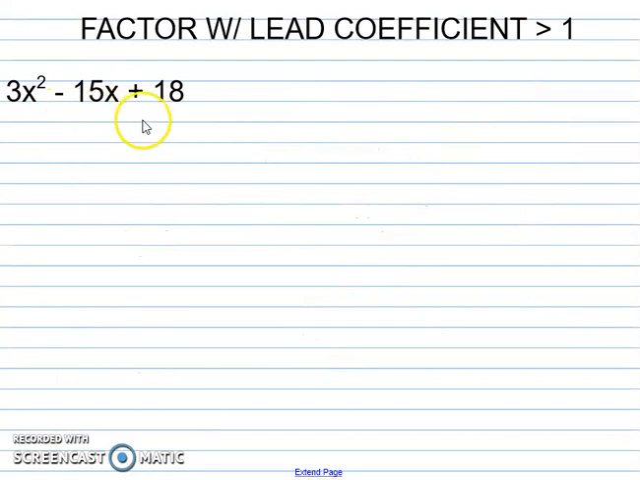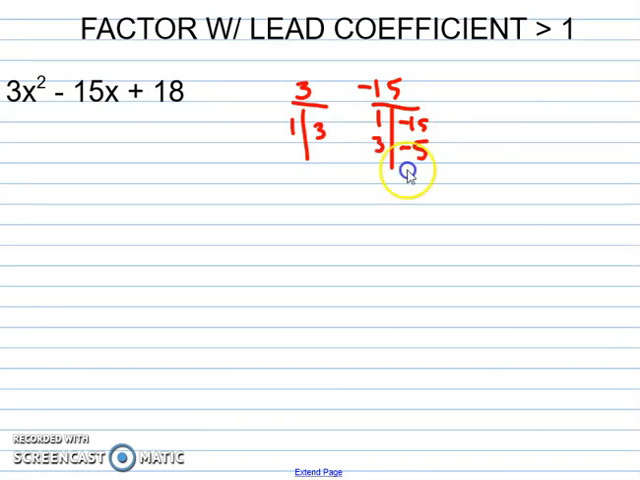3x squared minus 15x plus 18. So again, if you don't see it, just make your trees. Okay, so I have negative 15. So 1 times negative 15, 3 times negative 5, and then I could also do 5 times negative 3, 15 times negative 1. All right, 18 is 1 times 18, 2 times 9, 3 times 6. Anything else? I think that's it.